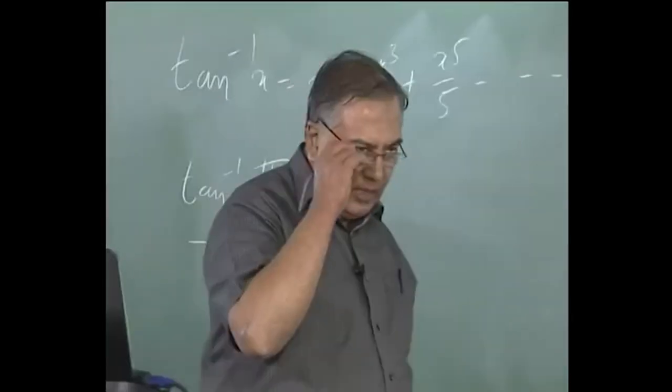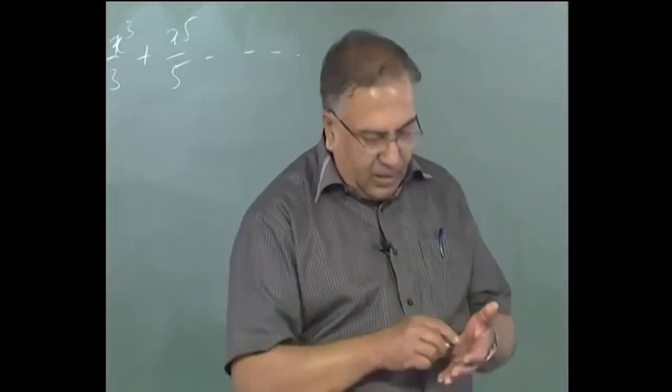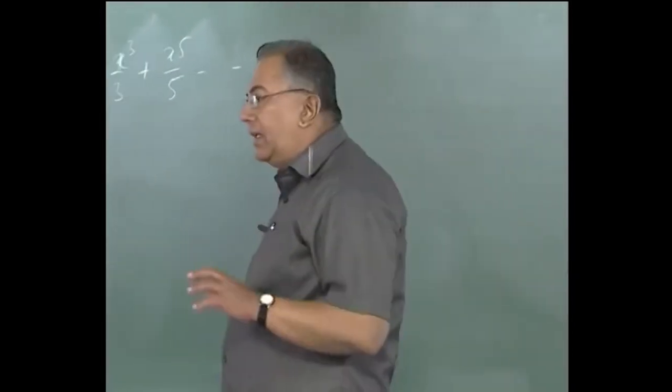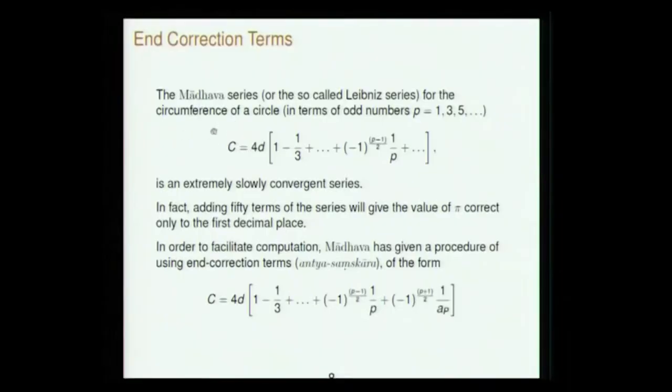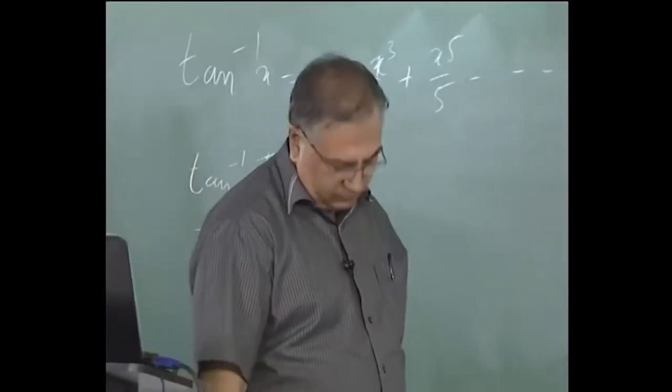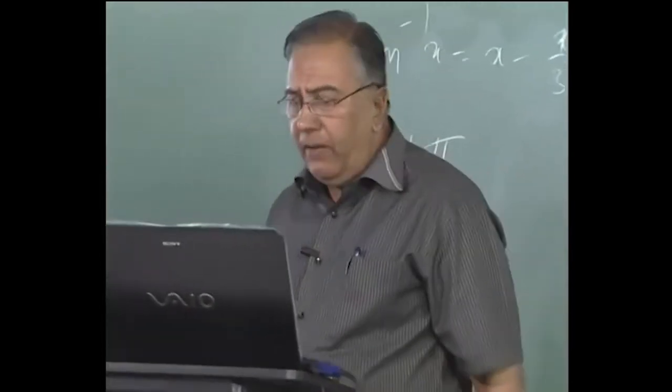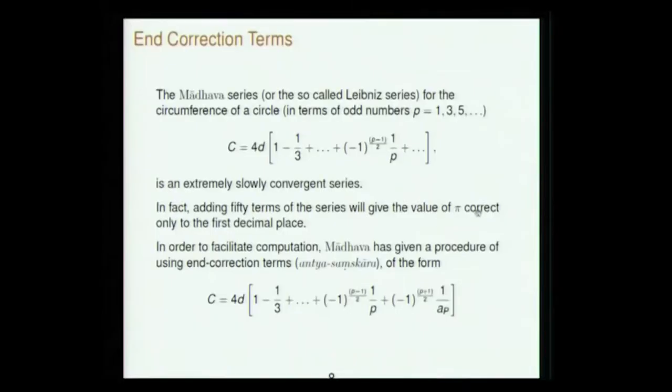So, these three series were enunciated by Madhava, but Madhava also enunciated a certain way of calculating using these series. The series themselves are not of much use for calculation. The Madhava series, if you write it this way, where p are the successive odd terms, is an extremely slowly convergent series. Even if you take 50 terms in this series, it will give the value of pi correct only to the first decimal place, that is 3.1.